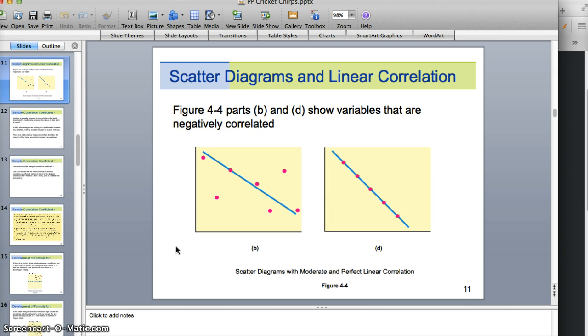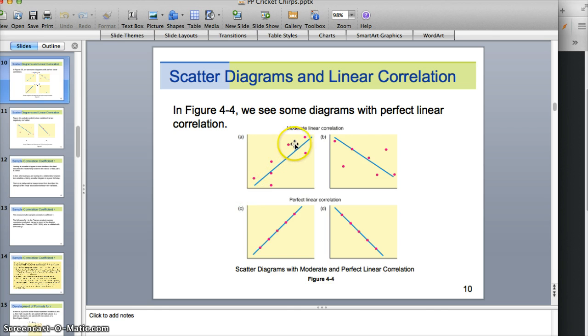Figure 4-4 parts B and D show variables that are negatively correlated. So as the values in x increase, the values in y decrease. As the explanatory variable increases, the response variable decreases. If we go back one slide, these have a positive relationship. These have a positive relationship, and these have a negative relationship.